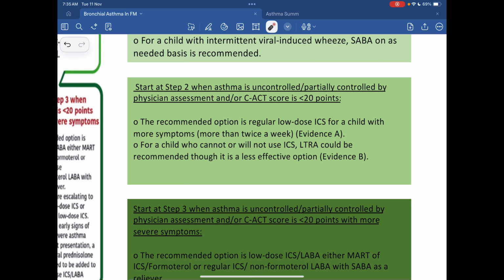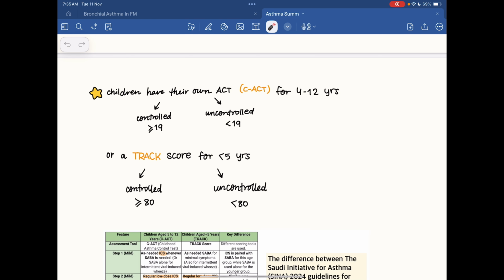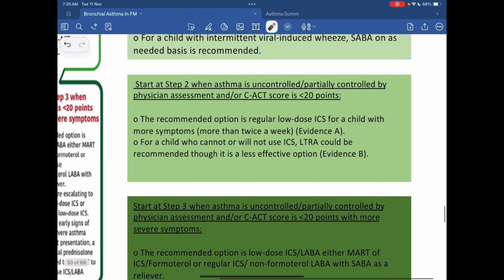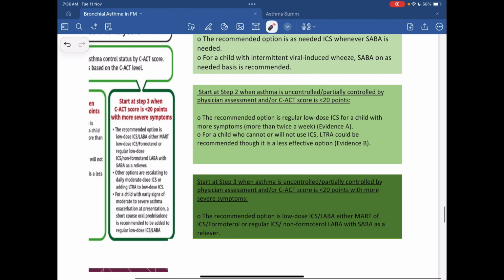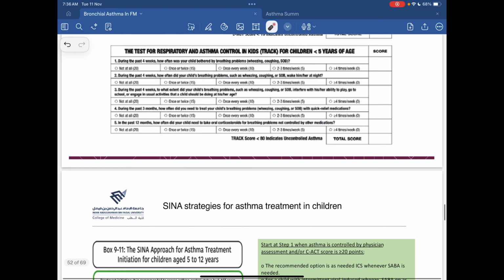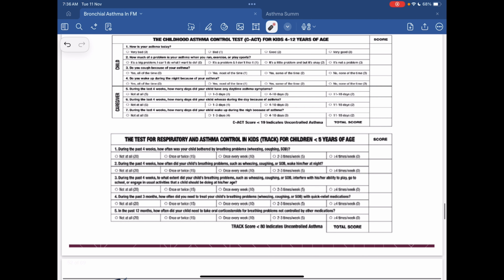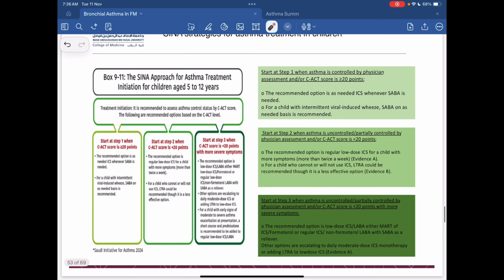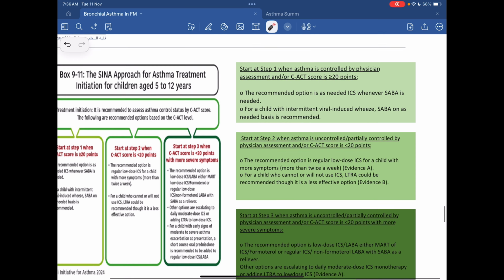طيب what about step 2 if it is uncontrolled or partially controlled، نفس الشيء احنا عندنا يا controlled يا uncontrolled. Partially controlled يعتبر uncontrolled. The recommended option okay, I'm just a bit confused. هنا يحطون 19 وهنا يحطون 20، بس maybe يعني في اختلاف بسيط على الموضوع.